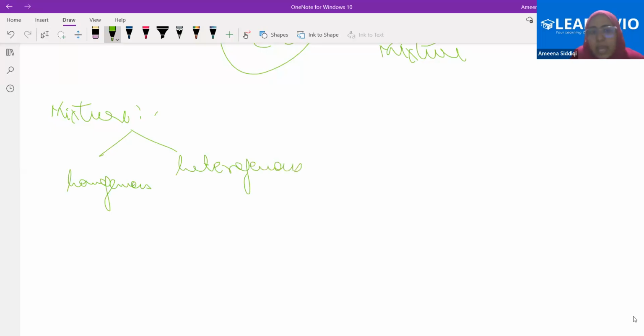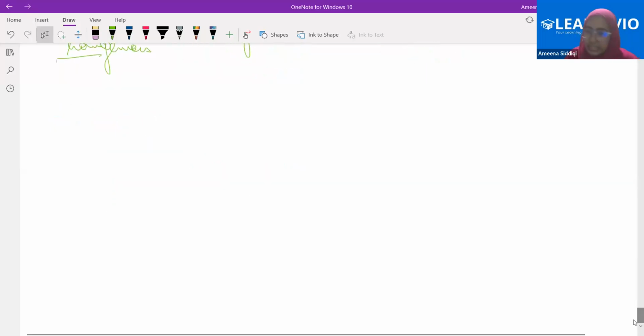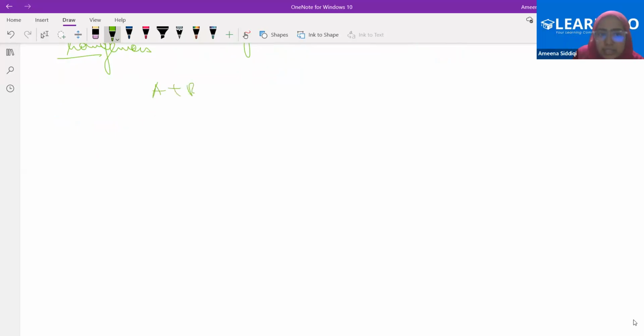See, hetero means different. Homo means same. Both of them are mixtures, but in case of a homogeneous mixture, let's say we have two substances, A and B, combining to form a mixture. If it is a homogeneous mixture, the mixing will be evenly distributed. The mixing will be even throughout the mixture.